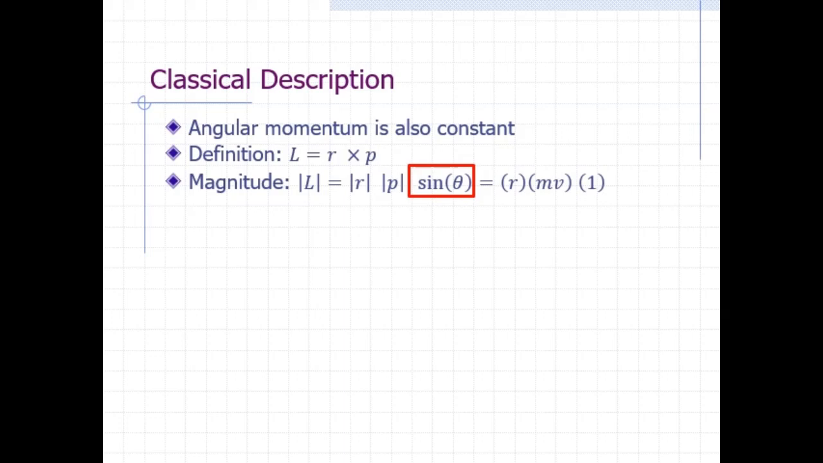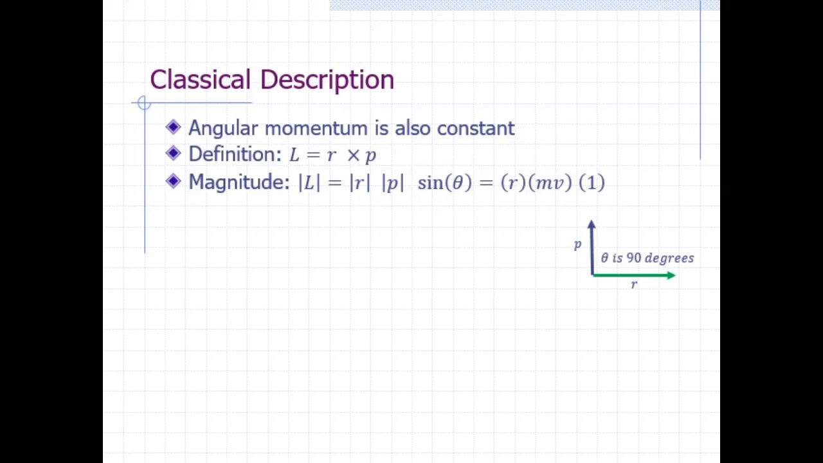Remember that the linear momentum is just mass times velocity. So, vector p points in the same direction as the velocity vector. For a particle moving on a circle, the velocity vector is always perpendicular to the radius vector. The angle between them is 90 degrees. Therefore, the angle between the radius and linear momentum vectors is also 90 degrees.